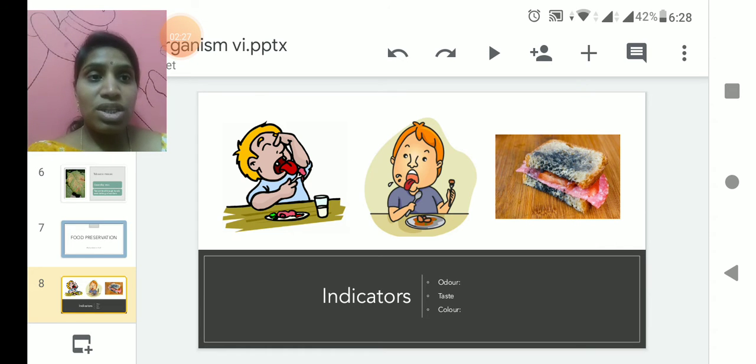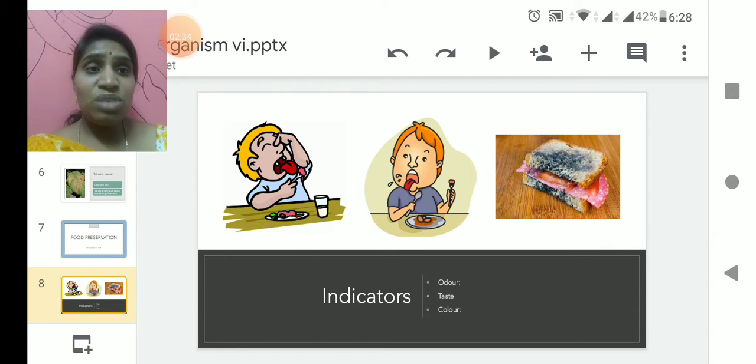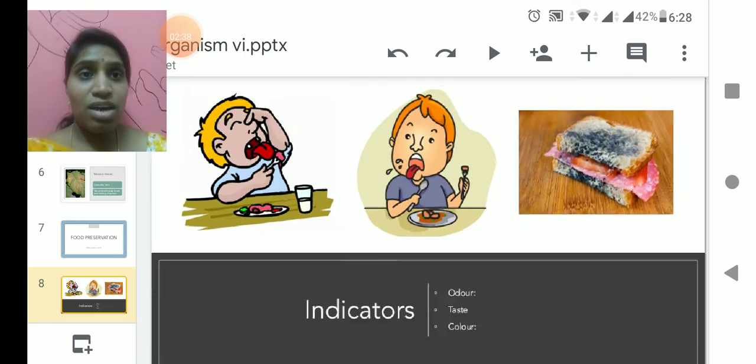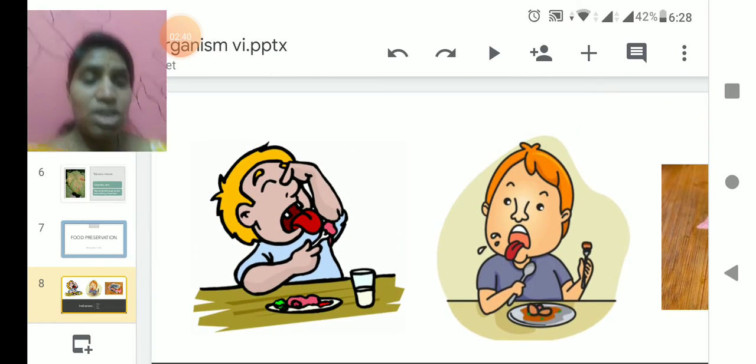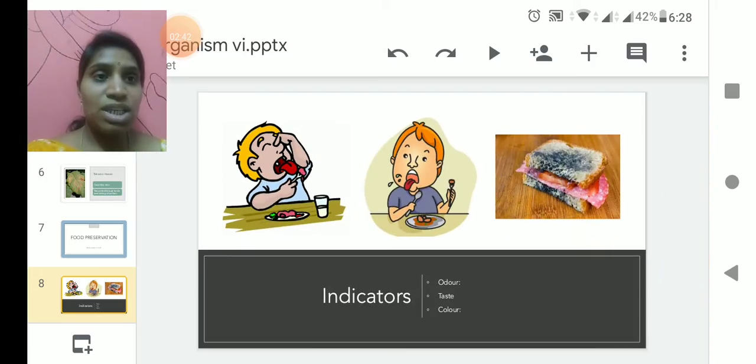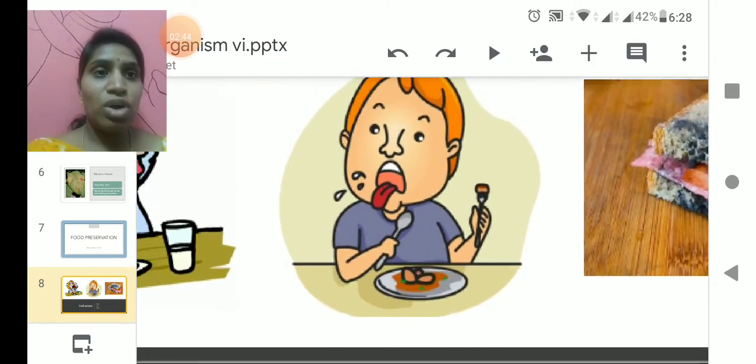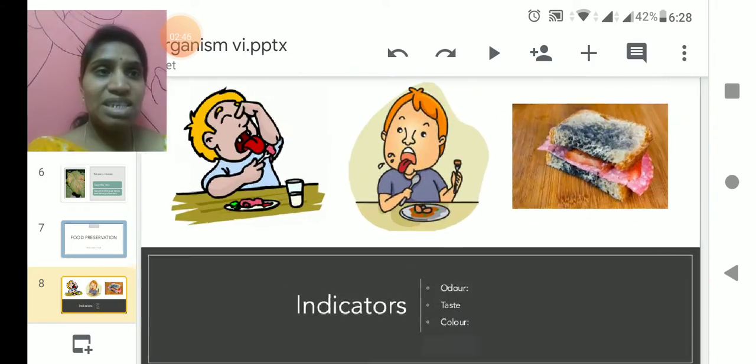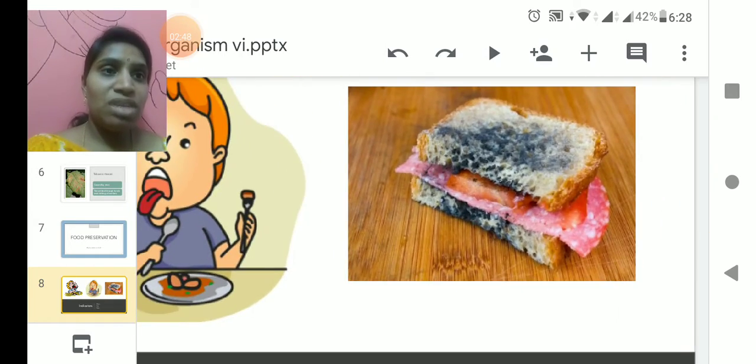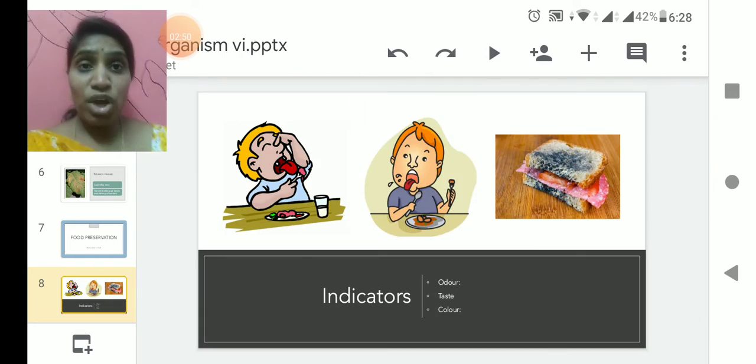Here you can see bad odor. I'm showing a few pictures. You will get a bad odor from your food, the taste will be very bad, and you can even see the color change of the food, right? Here you can see that the boy is holding his nose, and this boy could not eat because the taste is not good. And you can see that the bread is also changing its color. That is nothing but spoiling, right?